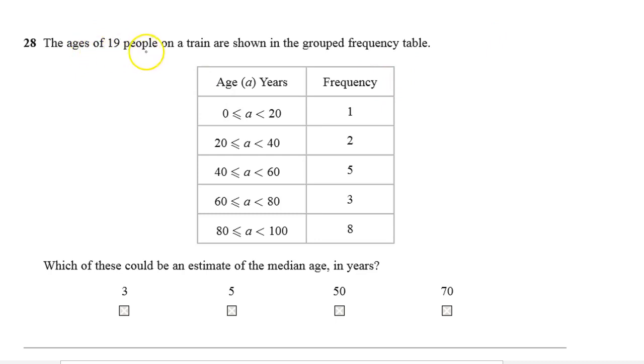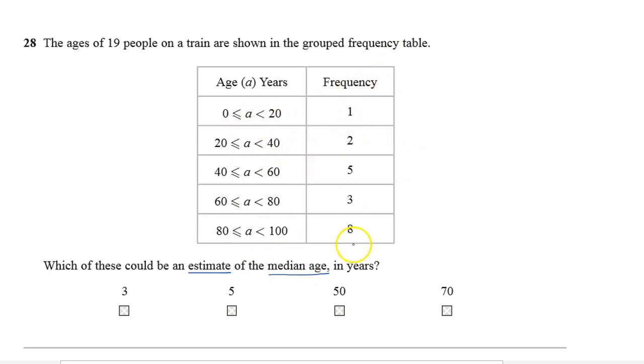The ages of 19 people on a train are shown in the grouped frequency table. This kind of frequency table is called grouped frequency, where the class intervals are there: 0 to 20, 20 to 40, 40 to 60. Which of these could be an estimate of the median age? Now it's not asking the class interval, otherwise the answer would have been 0 to 20, 20 to 40. He's asking the estimate of the median age.